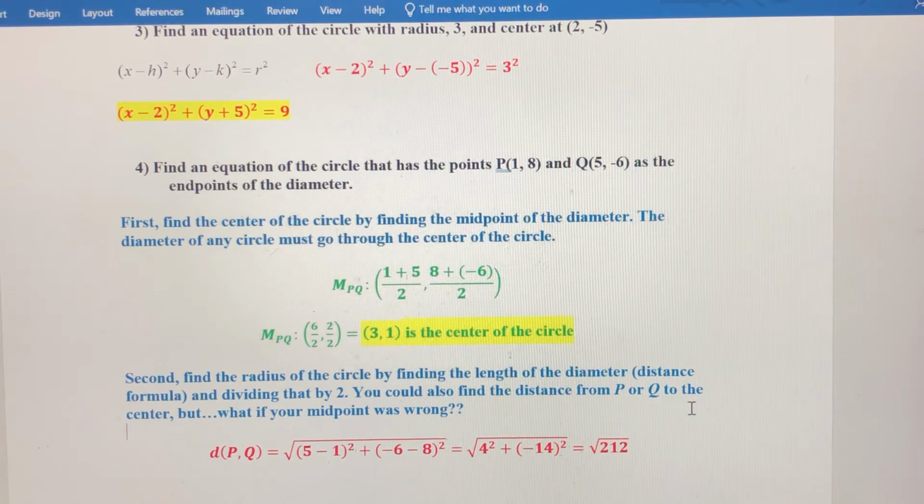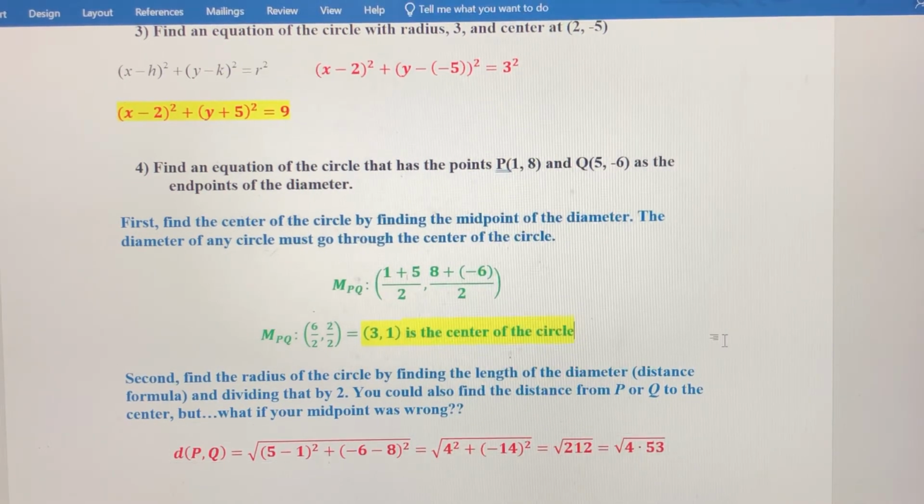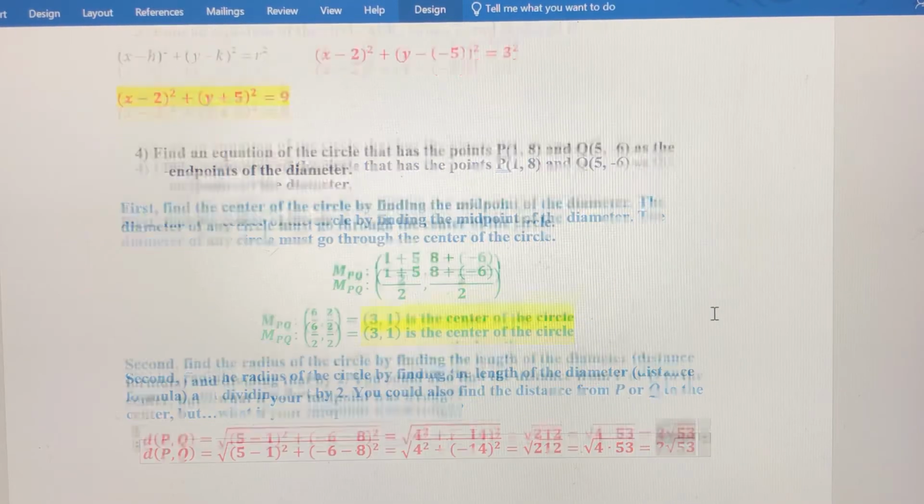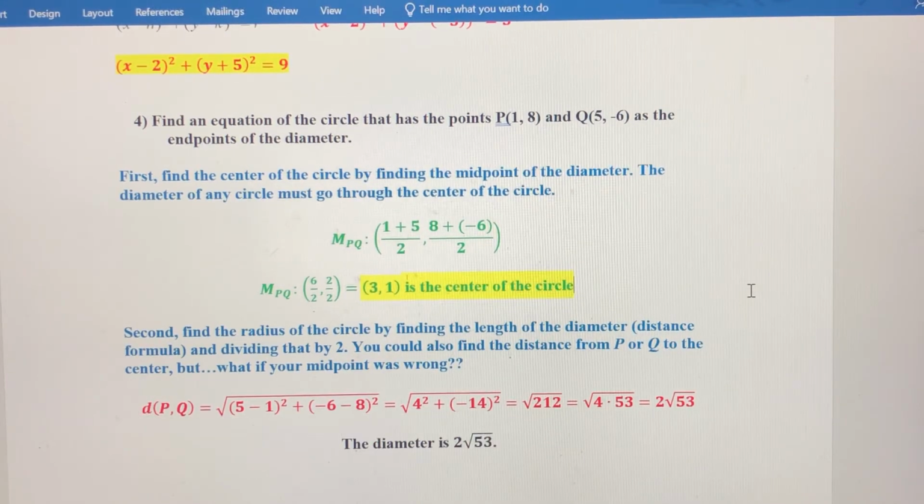So for the radical of 212, the largest perfect square factor is 4. So 4 times 53, which simplifies to 2 radical 53. This is the diameter of this circle, the length of the segment from P to Q. To find the radius, I'm going to divide that by 2. So 2 radical 53 divided by 2, those 2's just cancel out. So I'm left with a radius of radical 53. So I found the 2 things I need: the center of the circle, (h, k), and the radius.